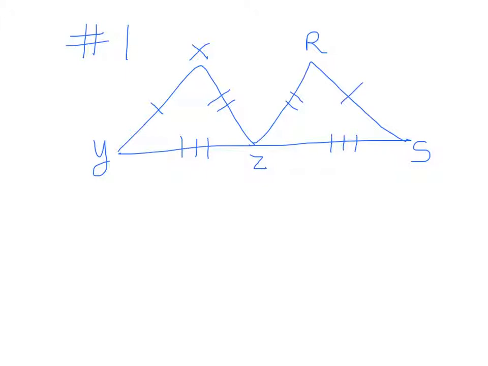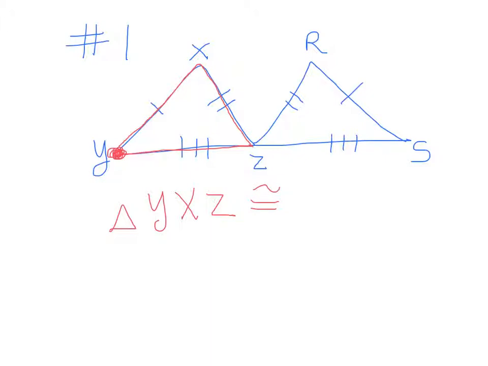What you can do, if you have a highlighter, is start with the Y. Okay, I'm going to start with the Y, so it's going to be triangle Y. From Y, I'm going to pass through the single mark, double mark, triple mark. So the letters are Y, X, and Z.